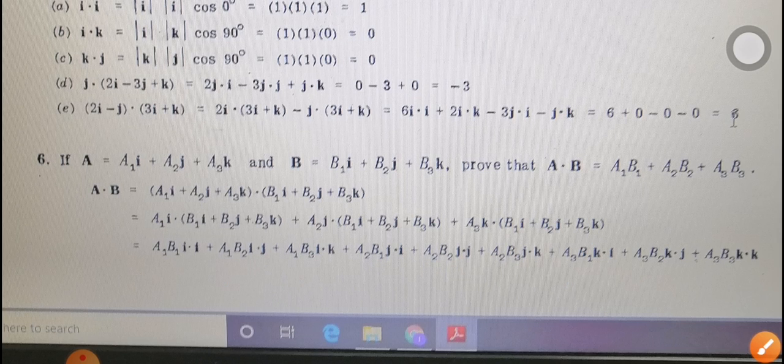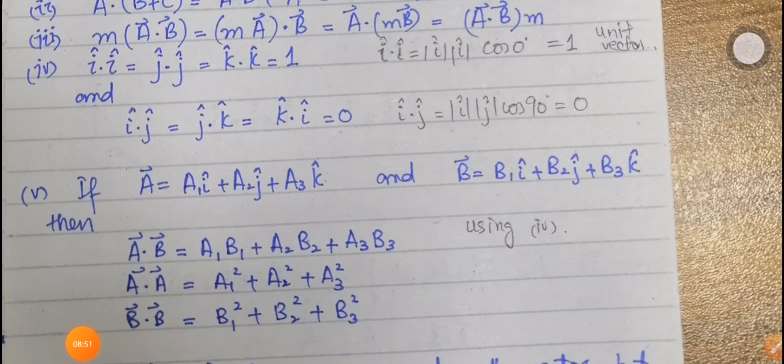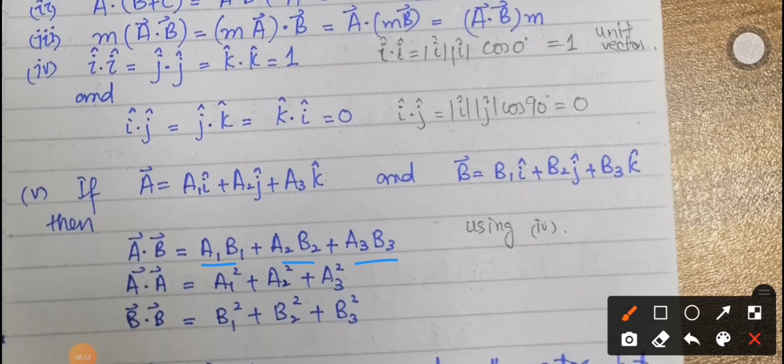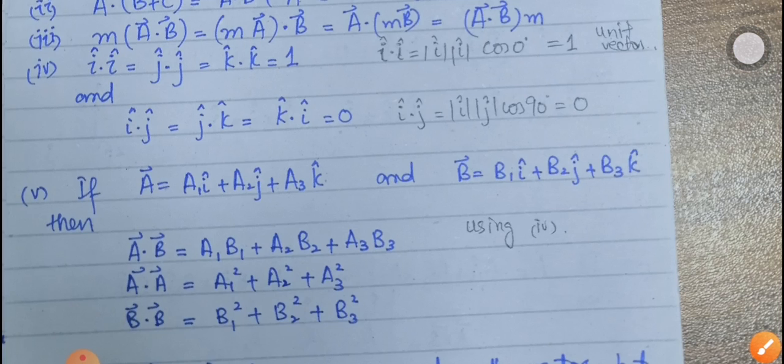So we can say that A dot B is equal to a1 b1 plus a2 b2 plus a3 b3 if we are given the components of the vectors. We have just multiplied the corresponding components and then added the answers.